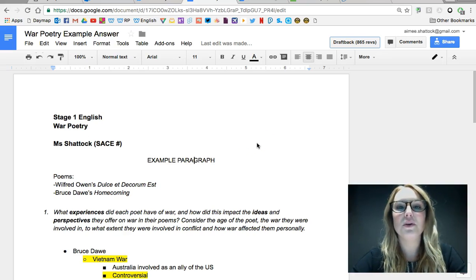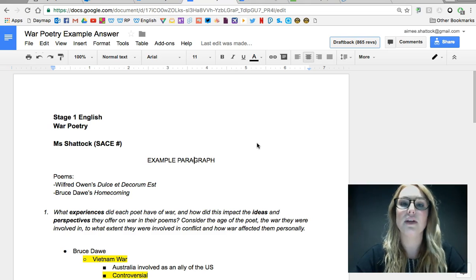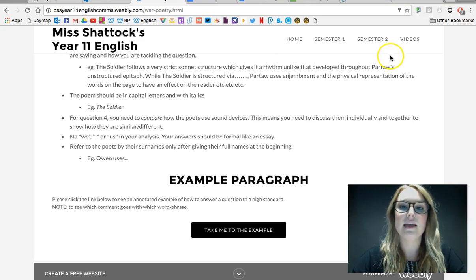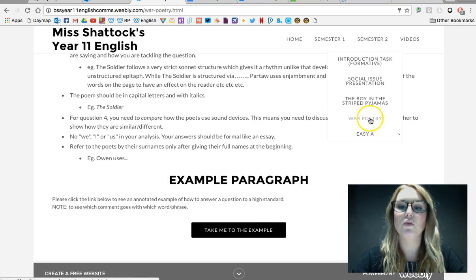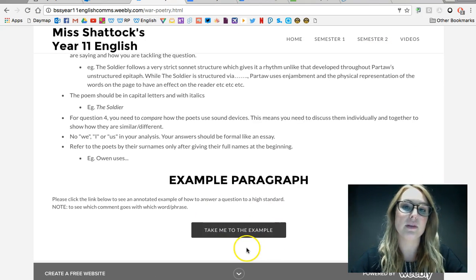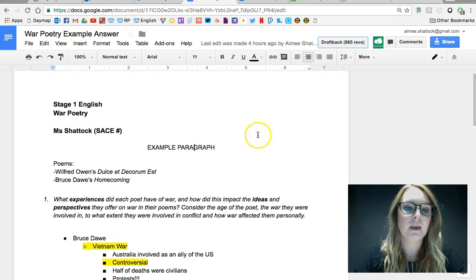Hi everyone, what I'm going to go through with you today is an example of an answer from our war poetry task. I've already put it together and you have access to this via the website. You can see that here, our website, I've just gone to the war poetry page, scrolled all the way to the bottom, and this is the document that I'm about to walk you through.